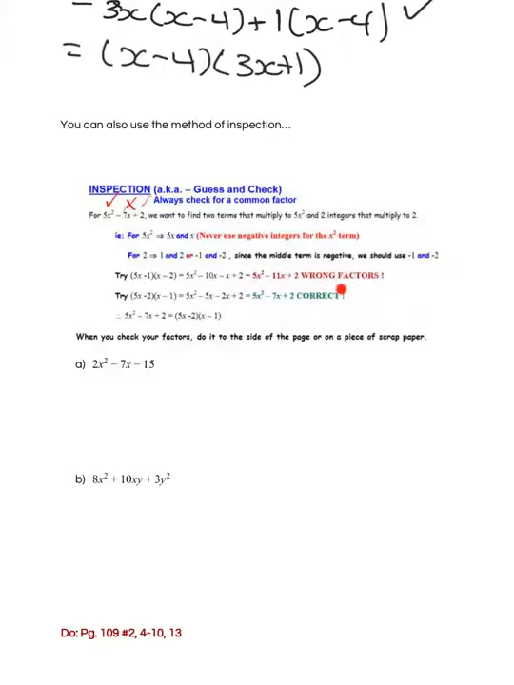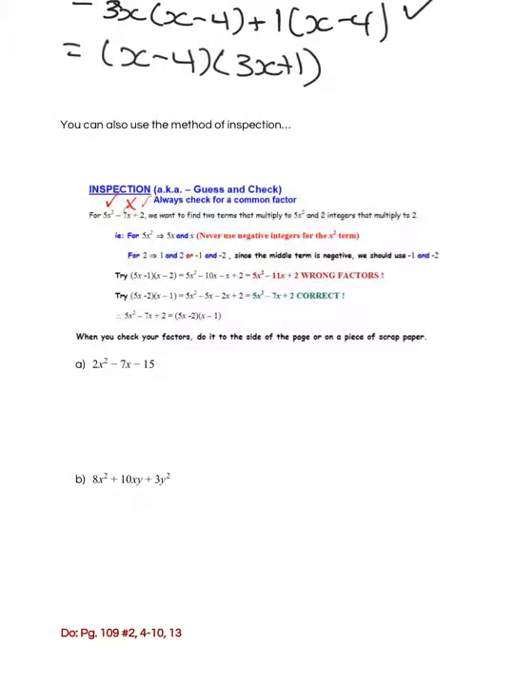If I try the first combination, I know I get the wrong factors because when I multiply them out, they don't work. If I try the second combination, now they do work. This is why I don't usually recommend inspection or guess and check, because it requires you actually guessing and then checking. Okay, so I'm going to do the first example, and then you guys can go ahead and proceed with your work.